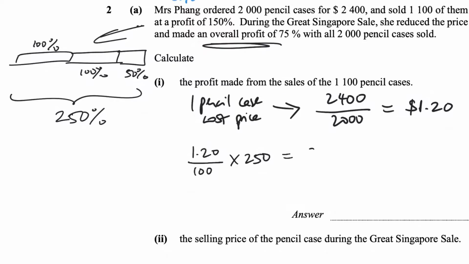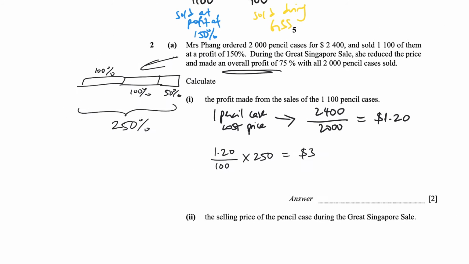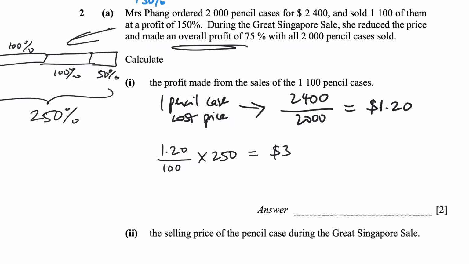So this is how much she sold each pencil case for, and that gives me $3. That means every pencil case she sold for $3, and in doing so, she made a profit of 150% on each pencil case. Now she sold 1,100 pencil cases. So the money in is simply 3 times 1,100, which is $3,300.